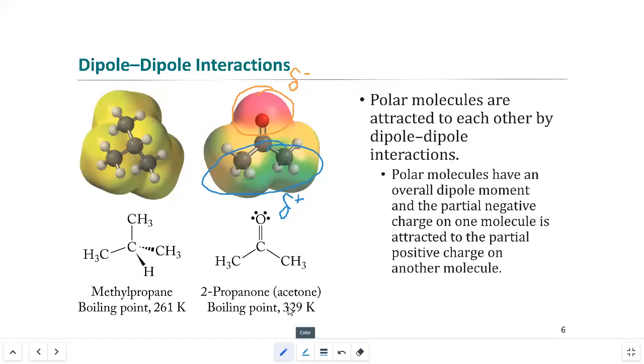The Greek letter delta represents a partial charge. So we're not dealing with fully positive one and fully negative one here. We're dealing with less than that in some capacity. The deltas, delta positive and delta negative, tell us that there's charge here, but it's less than positive one, it's less than negative one.